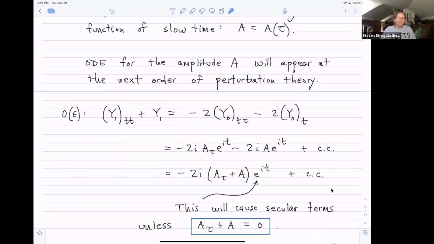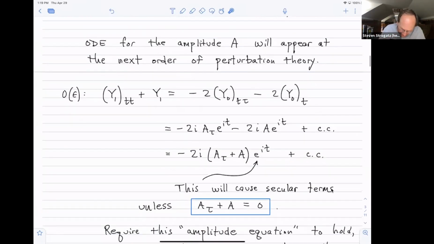If we allow it. But we don't want to allow it. We want to kill off these secular terms. That's the whole basis of this asymptotic method. So this is how we derive a condition on the amplitude A, that we're going to insist that this coefficient is 0. That is, I've got this equation here in the blue box. If I make that demand on the amplitude A, that will eliminate these secular terms, and then y1 will not be growing at this order of perturbation theory.